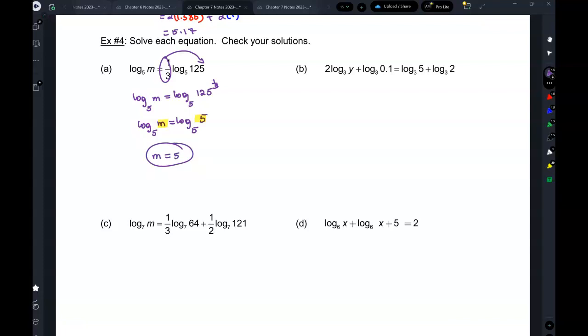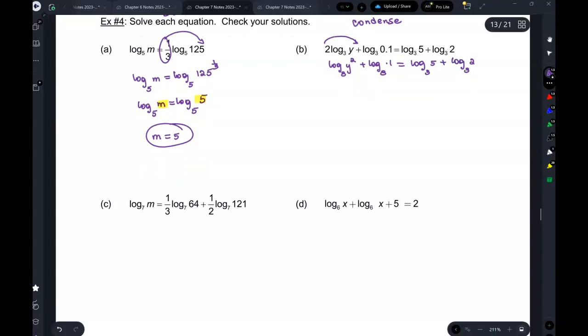All right. Here, I have a different problem. The problem is I have too many logs on each side. So what I have to do is called condensing. I need to condense first so that I only have one logarithm on each side. The first step is to go through and make all of the coefficients into exponents. So this is log base 3 of y squared, log base 3 of 0.1, equals, basically I'm just copying over.